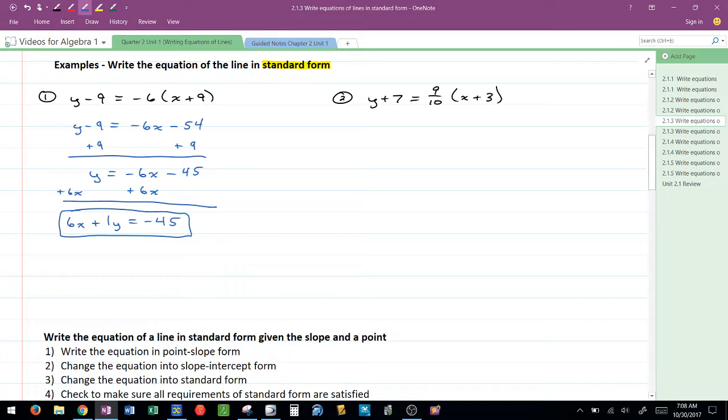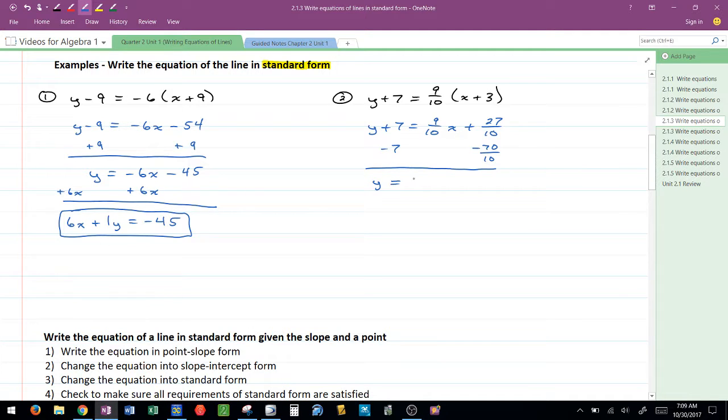So let's take a look at this second one now. All right, it's given to me in point slope. First thing I need to do is change it to slope intercept. Y plus 7 equals 9/10 x plus 9/10 times 3, that would be 27/10. Okay, I got to move the 7 over. So remember our little trick here, though. I'm not going to subtract 7 or 7 over 1. I'm going to change this into tenths just to make my work a little bit easier.